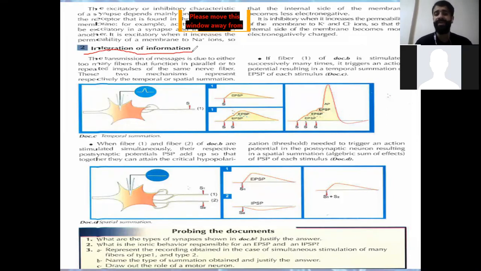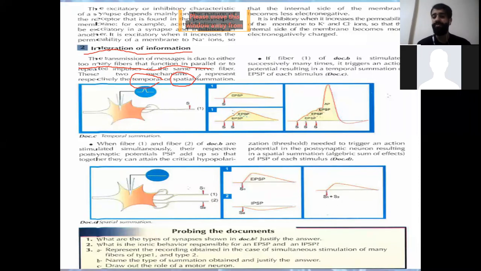So transmission of the messages is due to either too many fibers that function in parallel with each other, or to repeated impulses of the same nerve fiber. Here we have two mechanisms. They represent respectively the temporal or the spatial. Either too many fibers that function in parallel, they function together, this is called the temporal. While repeated impulses, this is called the spatial summation, and we will give the definition of these, spatial and temporal.